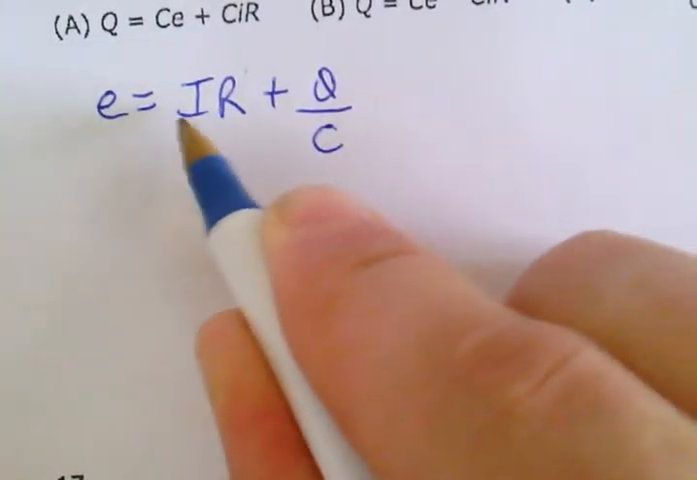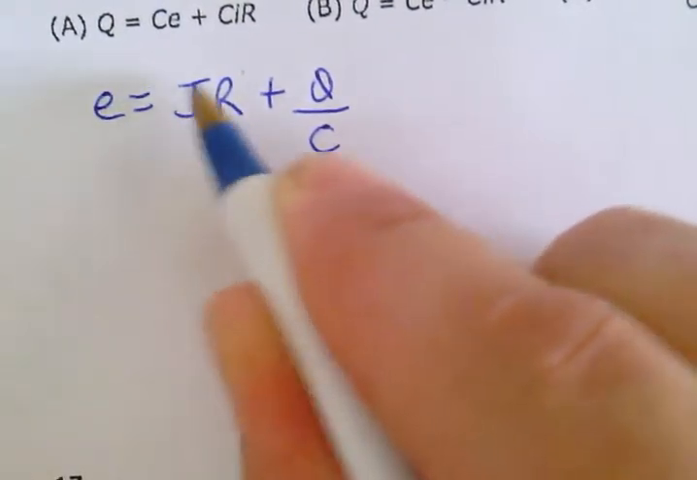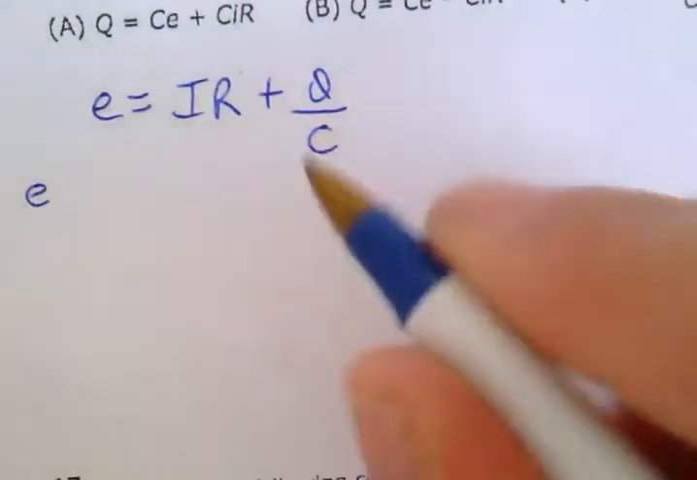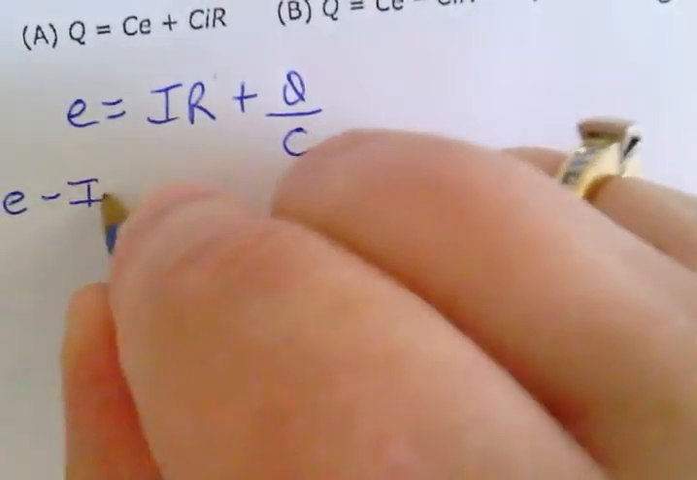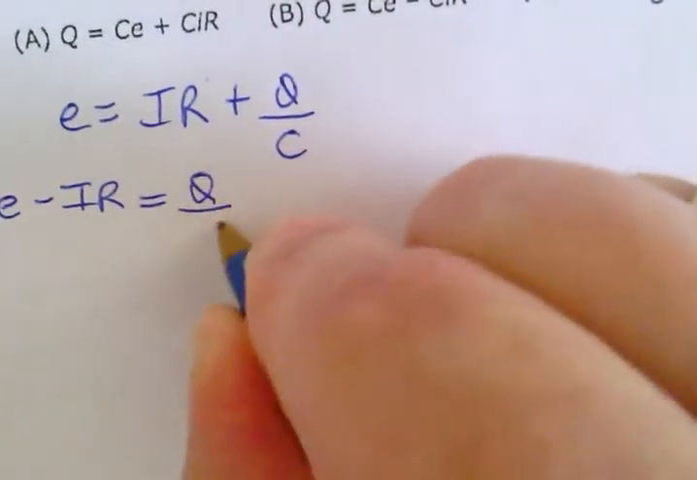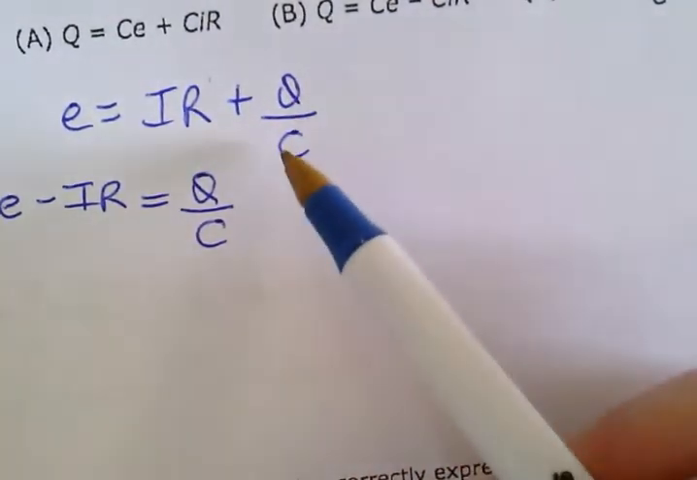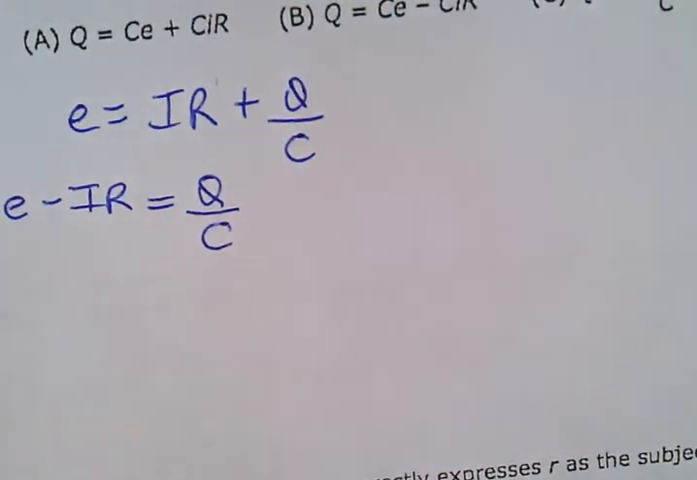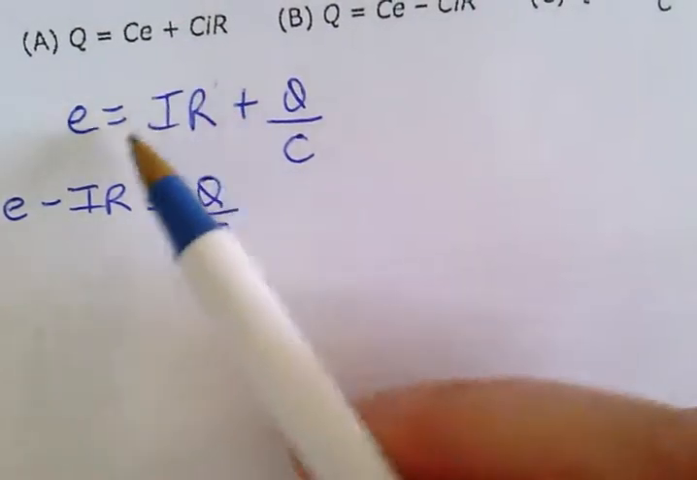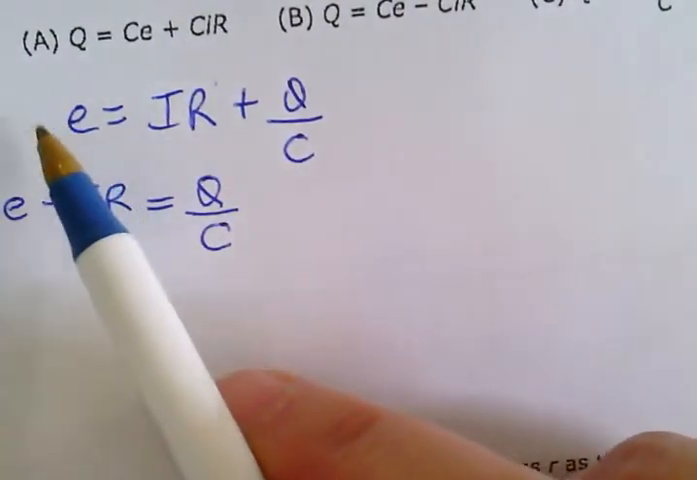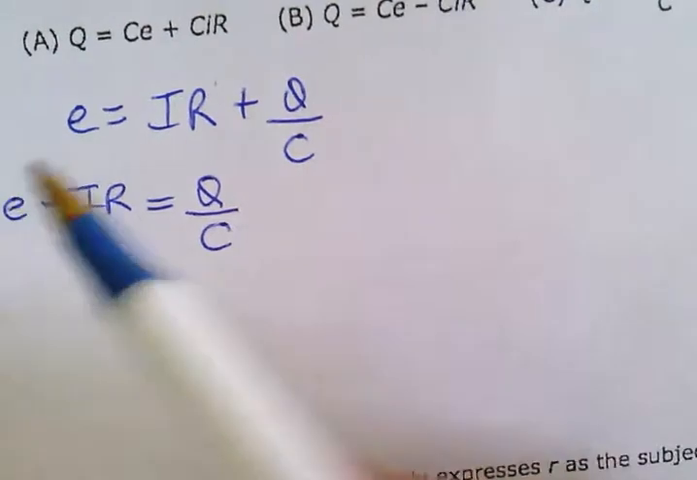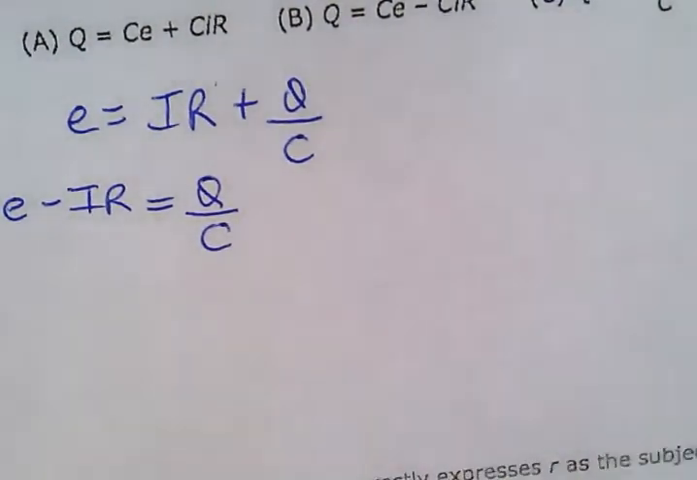Now, is this a plus IR or a minus IR? Yeah, so what's the opposite of plus IR? Minus IR. So I'm picking up this IR, and this is Q over C plus IR. This would be like a 5. What if this was a 5 and that was a 7? Wouldn't you go 7 minus 5?